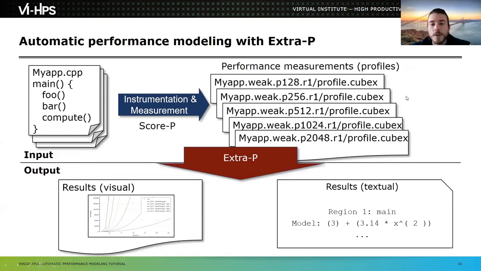Like I said, we want to conduct several measurements at several measurement points, and then also several repetitions of them. And then Extra-P will read all of these cube files, these performance profiles from Score-P, automatically using our own implementation of the cube file reader in Python internally, and create the models for all of the instrumented functions. Using the command line, we will get a text-based result like is shown here. And with the graphical user interface version, we will also get these models, but of course, we also get a graphical presentation.